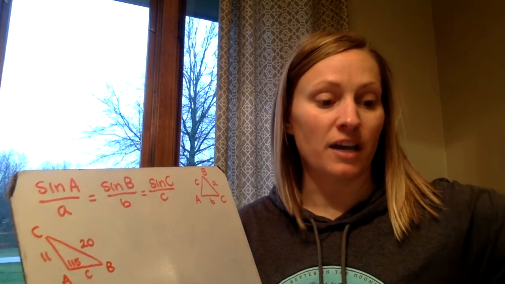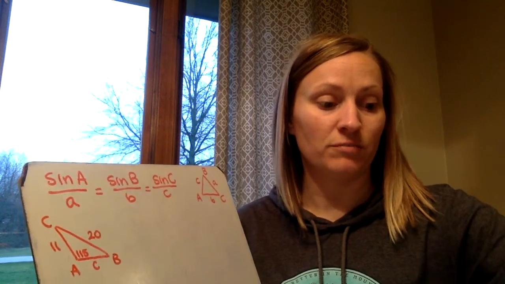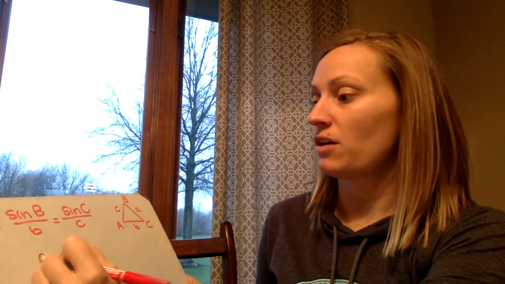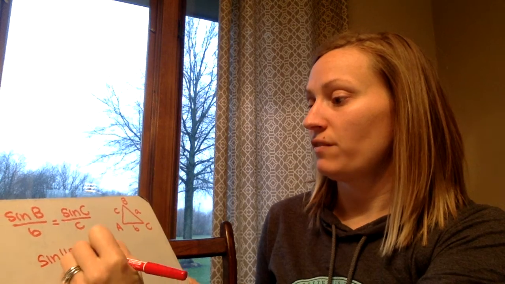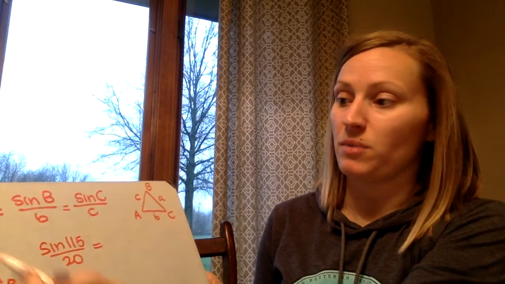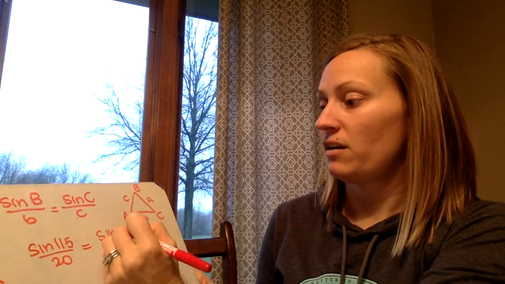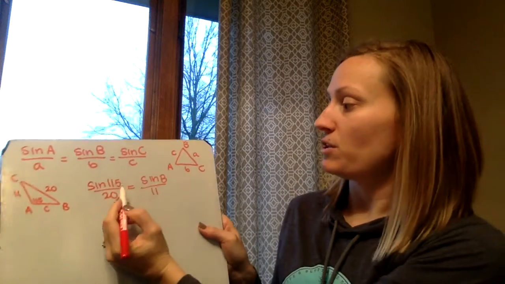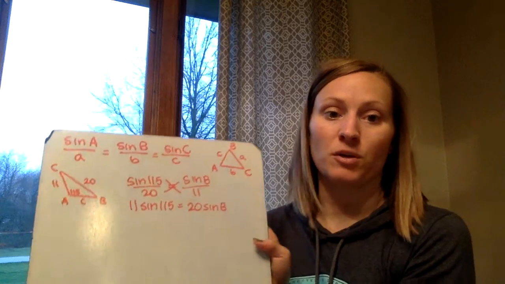So with the law of sines, if I asked you to solve the triangle, you would set it up, and we would have sine of 115 over 20 set equal to, we're forced to find B because we know the 11, so sine of B over 11. And then we cross multiply. And so we get 11 sine of 115 is equal to 20 sine of B.